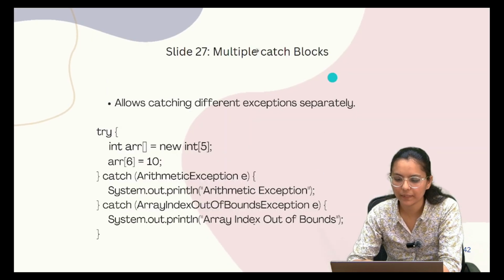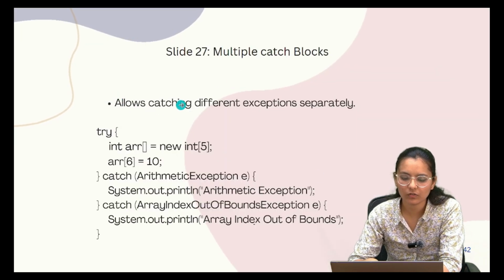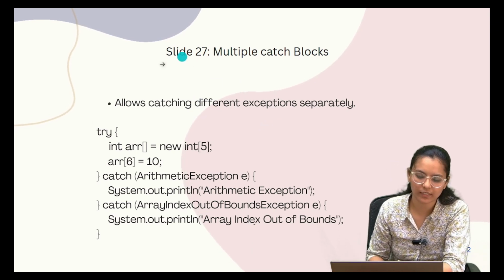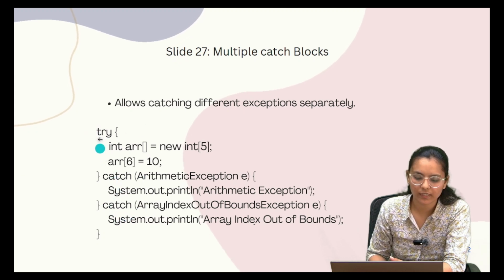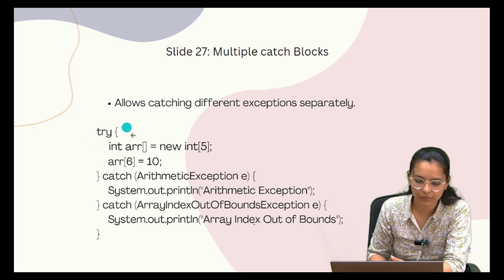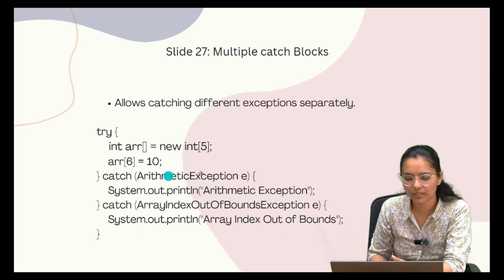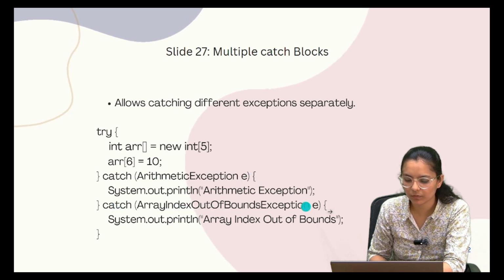Multiple catch blocks allow catching different exceptions separately. So here we can see a try block, a catch block, and a second catch block. In the try block there are two catch blocks used, and the two catch blocks handle different exceptions: the first catch block has ArithmeticException, and the second has ArrayIndexOutOfBoundsException.